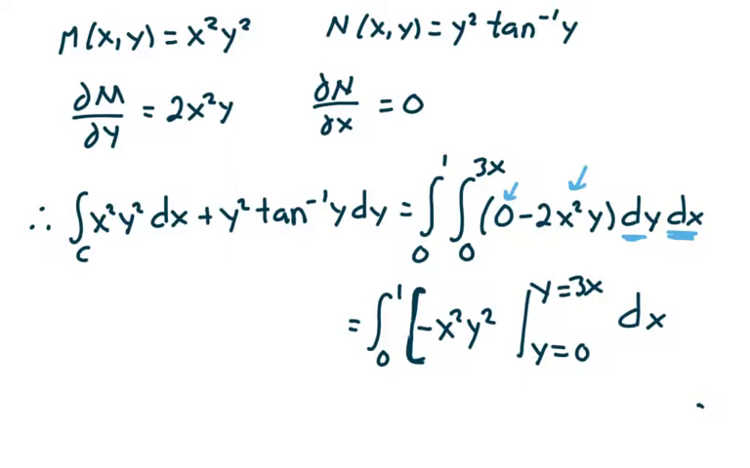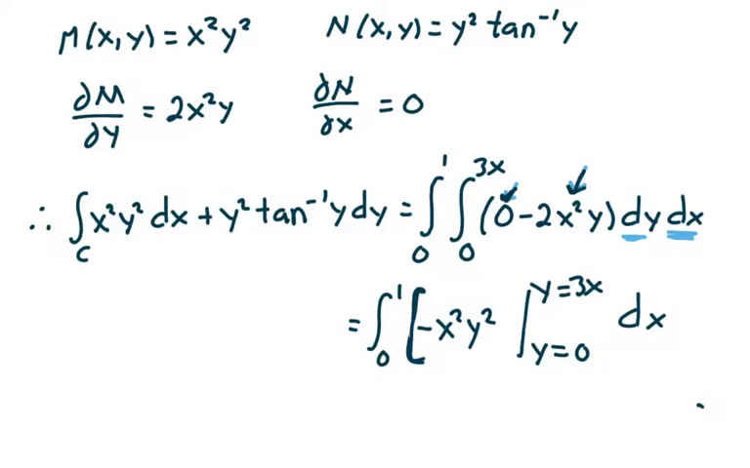is the double integral where the y limits again go from 0. I enter through the x-axis. I leave through the line. So I go from 0 to 3x along an axis parallel to the y-axis, so to speak, right? And then my x limits go from 0 to 1. My integrand is the partial of N with respect to x, that's 0, minus the partial of M with respect to y, that's 2x squared y.